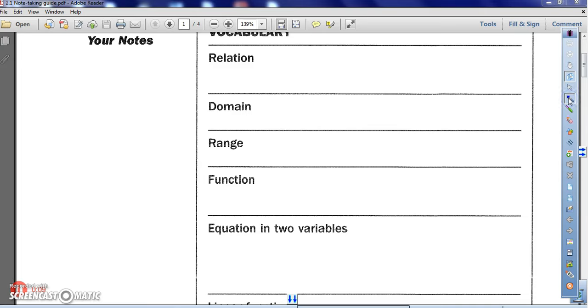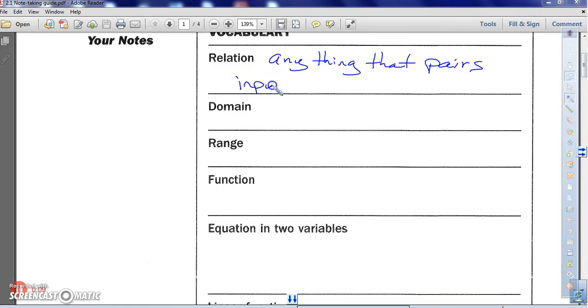First of all, a relation is anything that pairs inputs and outputs together. Now, most often in algebra, the inputs are called the x's and the outputs are called the y's. And so there are several ways to pair x's and y's together, and we'll look at those in this section.